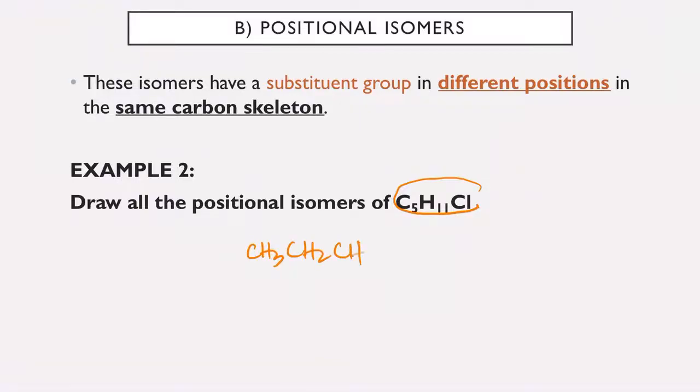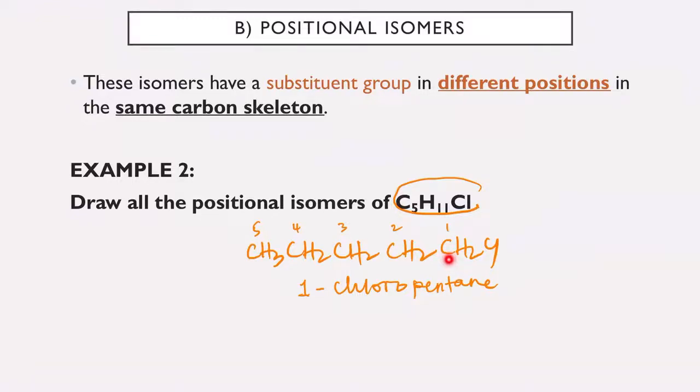CH2, CH2, CH2, 1, 2, 3, 4, 5, Cl. Okay, so you have 5, 4, 3, 2, 1 carbon. So, ini kira satu, the first one, sebab it is attached to Cl. So, this will be 1-chloropentane. Okay, your compound, you can start with the lowest number. Okay, alright, so this is your first position isomer when your chlorine is attached to the first carbon.